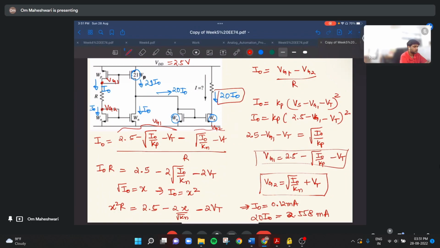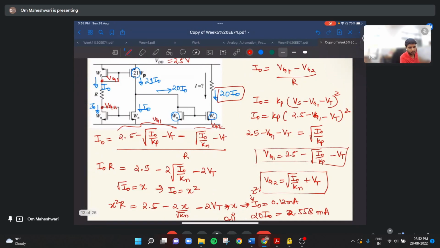Is this clear? Yes, sir. So this equation will give me x, so I will have to take x square to find this I naught, right? I think it will be something like 0.11. I don't remember exactly. I solved it, but you can easily solve it. It is solvable. Okay.